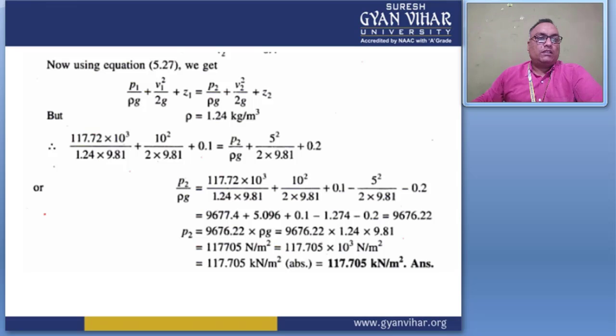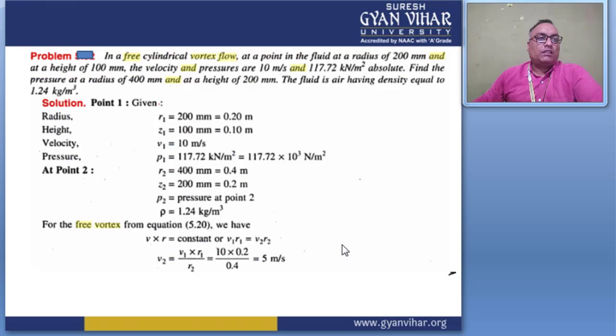Then we are using this equation, and P1 is the pressure already given, and the P2 value for this case is P2 equal to 117.705 kilonewton per meter square. This is the pressure at radius 400 mm and height 200 mm for the vortex flow, meaning free vortex flow, right?